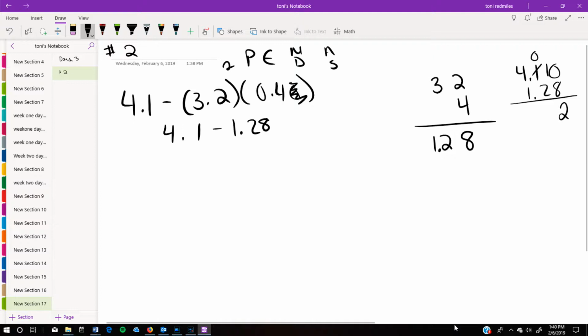2 can't take away from 0, so I'm going to borrow 1 from the 4. And 2 can take away from 10, and that is going to be 8. 1 can take away from 3, and that's going to be 2. The bigger number is positive, so I remain positive.